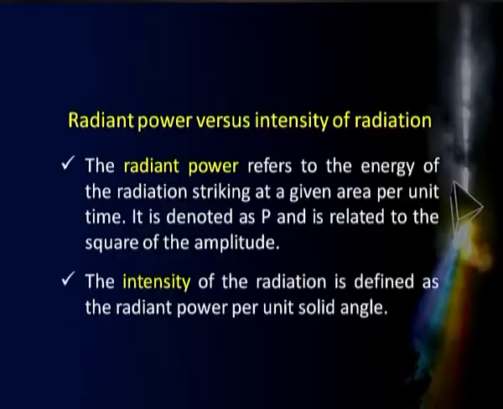On the other hand, intensity is defined as the radiant power per unit solid angle. That means, when the radiation is coming on a particular unit angle, what is the part of it? How intense is the radiation? These two terms are closely related, but one must be clear: radiant power is what is happening per unit area, per unit time on a given area, and intensity is what is happening per unit solid angle. So, they are two different things.